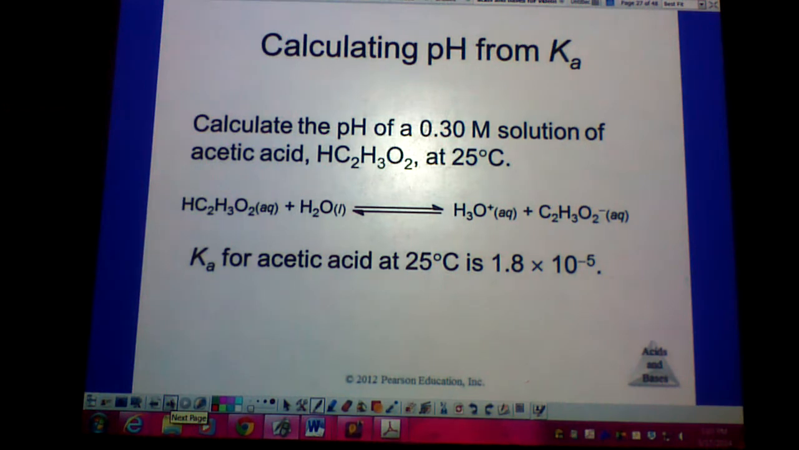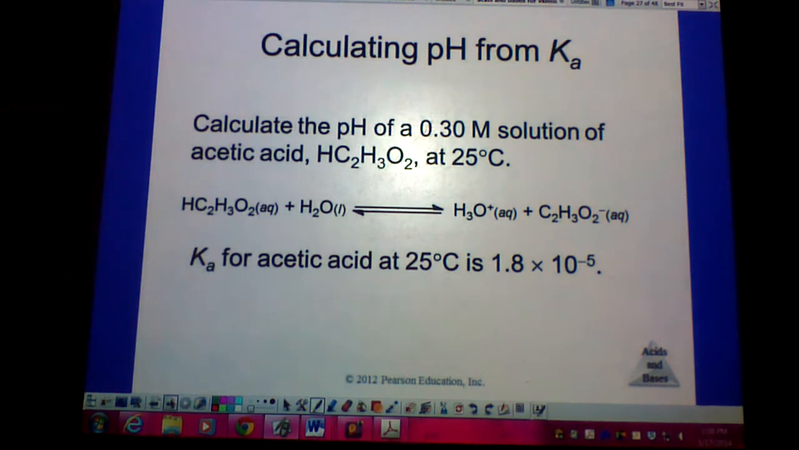Let's calculate pH from Ka. We have a 0.3 molar solution of acetic acid at 25 degrees Celsius. They've given us a reaction here, so I don't have to write one on my own. They're also telling me that Ka for acetic acid is 1.8 times 10 to the negative fifth. The first step I told you is to write a reaction, and that's already given to you.